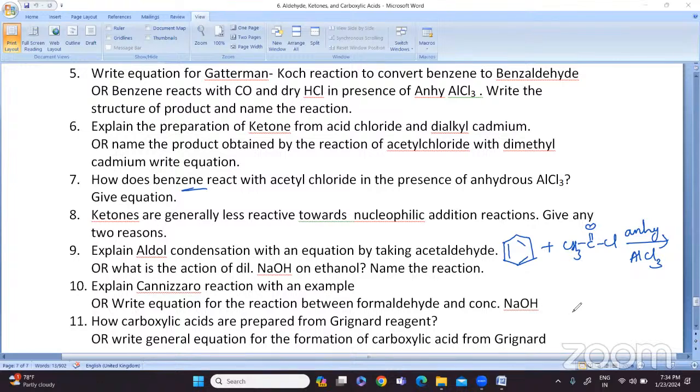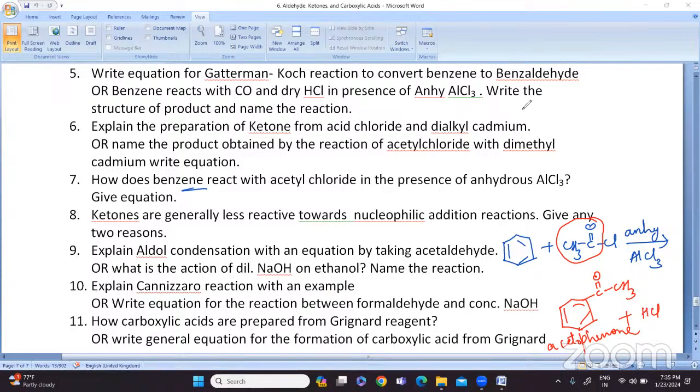So, when benzene reacts with acetyl chloride in the presence of anhydrous AlCl3, this is our benzene, and this particular group gets attached here, that is C double bond O CH3, plus HCl. So this is acetophenone. The answer is correct. Acetophenone is the product obtained when benzene reacts with acetyl chloride in the presence of anhydrous AlCl3. Good, Vedvati.